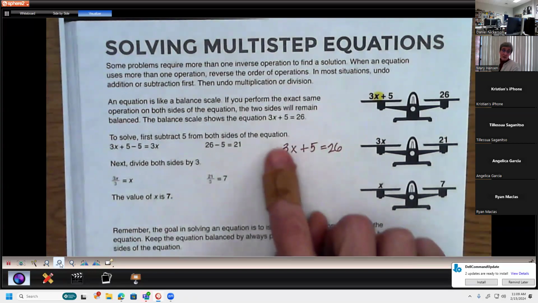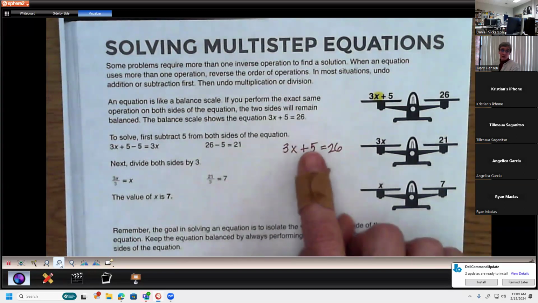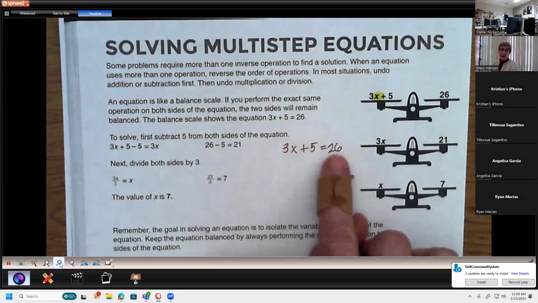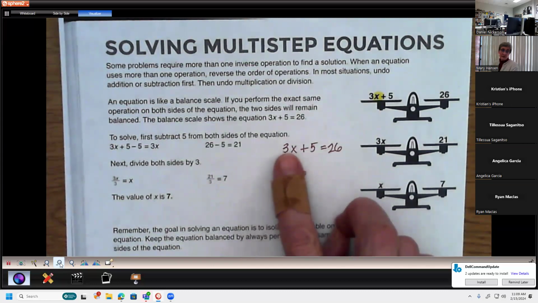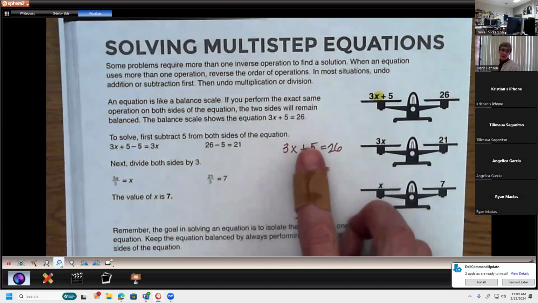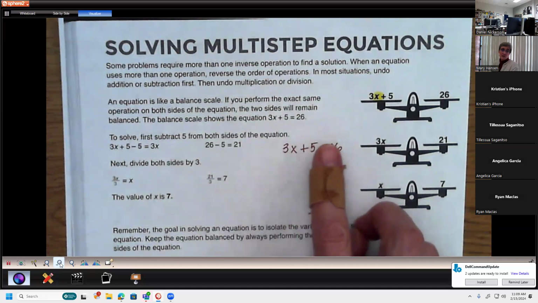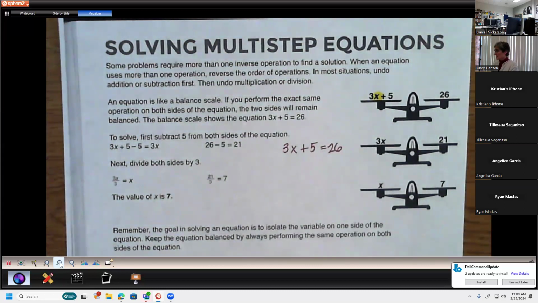So the answer to my question was, it really doesn't matter. You can get rid of the 3 first or the 5 first, but if you don't want to have to deal with a bunch of fractions, you should always divide last. Okay? Because if I get rid of the 5 first, then I'm only going to have the 3x and some number, and that's the only thing I'm going to have to divide by 3. If I divide by 3 now, I divide this by 3, 5 by 3, get a fraction, 26 by 3, get a fraction. Nobody likes fractions.